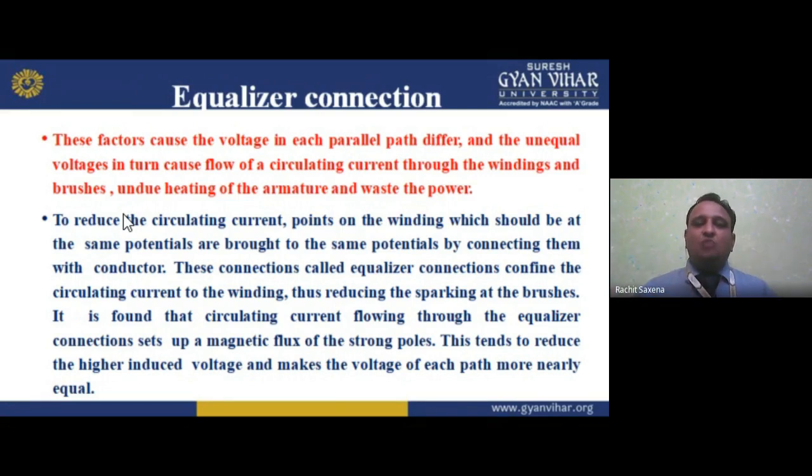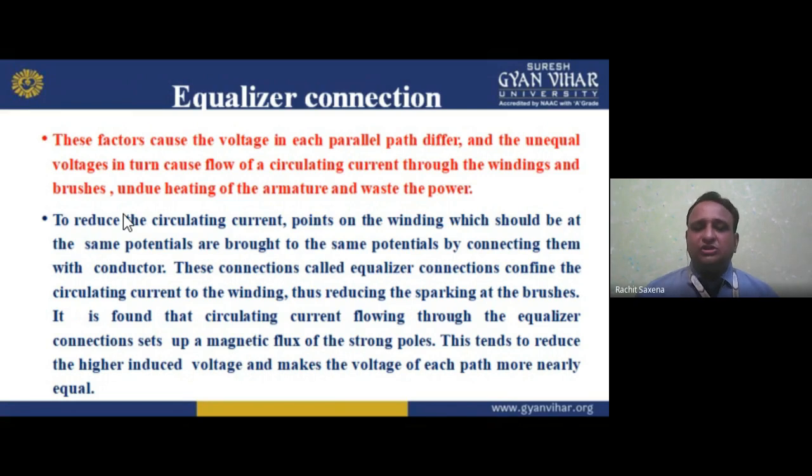And the unequal voltage in turn causes a flow of circulating current, because a voltage difference is there. So due to this voltage difference, current will flow. The circulating current flows through the windings and the brushes, causing undue heating of the armature, which we don't want, and wastes power. So we have to remove this problem. I hope you understand.